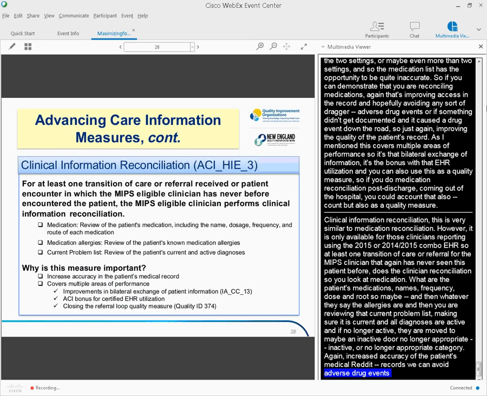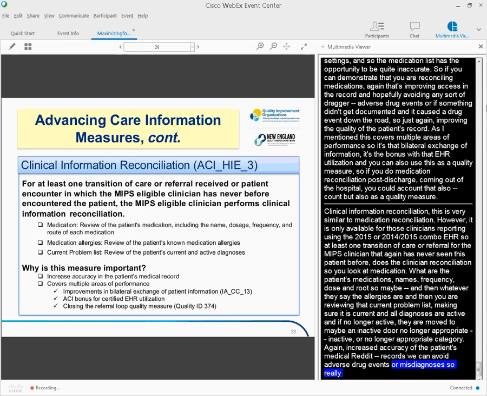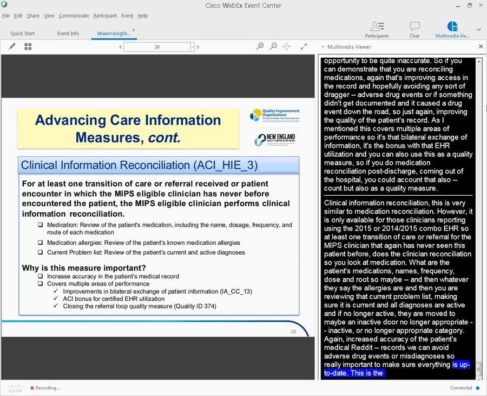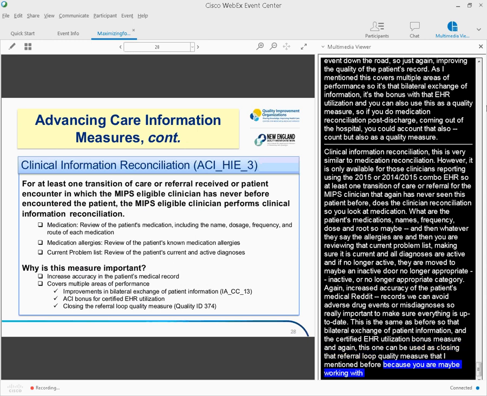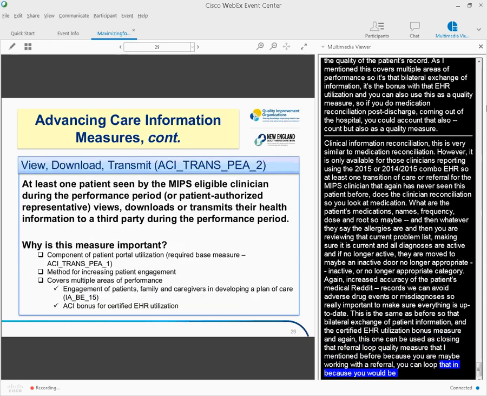These are the same as before, so it's that bilateral exchange of patient information, and it's the certified EHR utilization ACI bonus measure. And again, this one can be used as closing that referral loop quality measure that I mentioned before. Because you're maybe working with a referral, you can loop that in because you would be referring the patient and making sure that the reporting is done back and that everything is accurate. Again, we like to make sure we check a couple boxes as we work on some of these tasks, because you're already doing a lot of this probably in your daily practice.